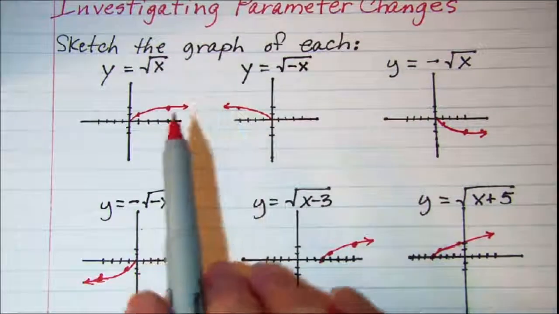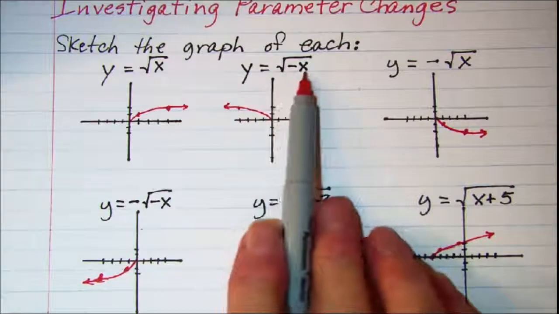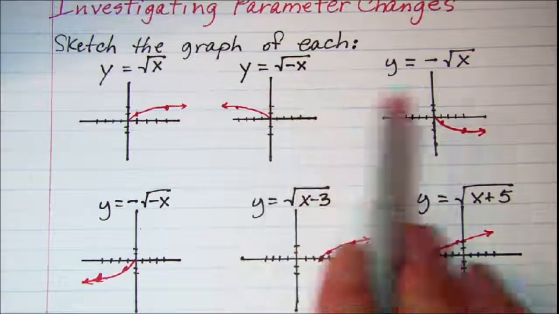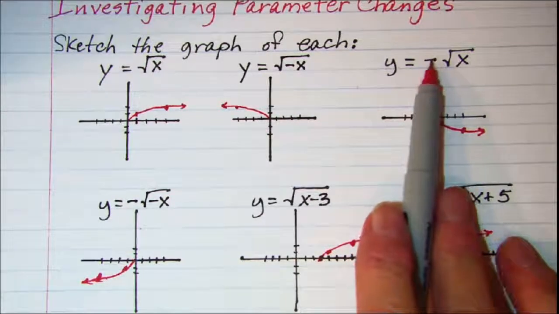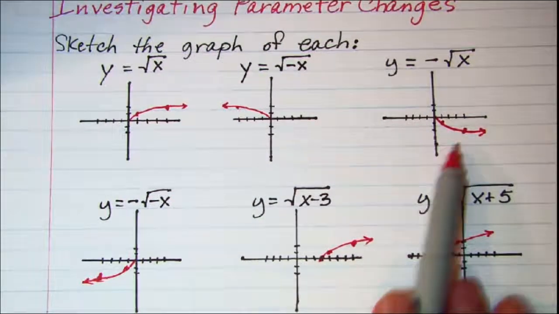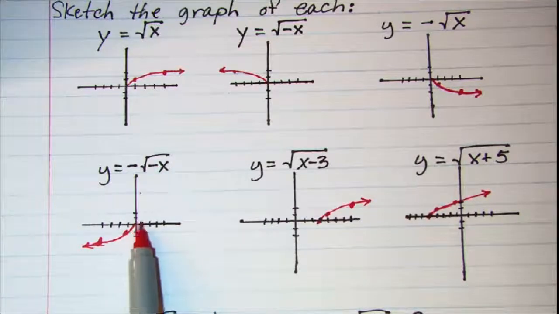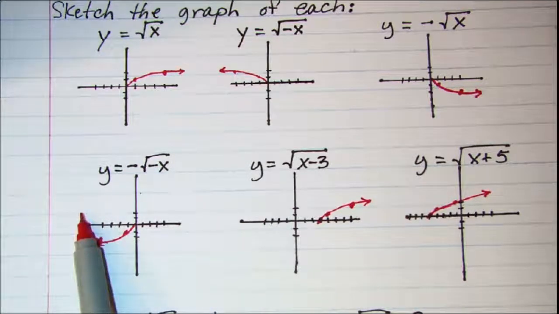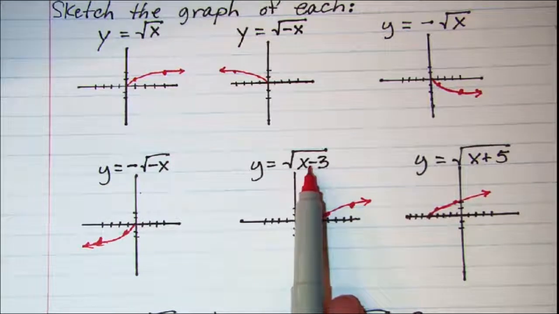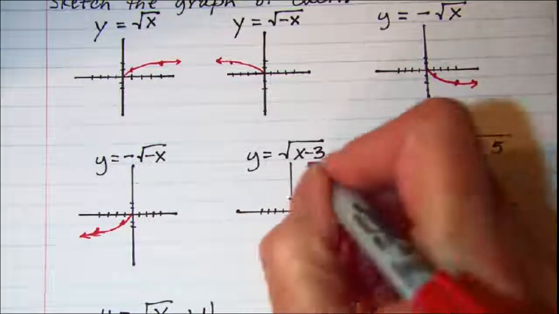Let's review and do a couple problems. We're working with the basic square root of x graph. When we change the sign of x, that reflects across the y-axis. When we negate outside the function, that reflects across the x-axis. When we negate both inside and outside, that reflects across the y-axis and also across the x-axis. When we subtract a number from x inside the function, it moves it right 3.